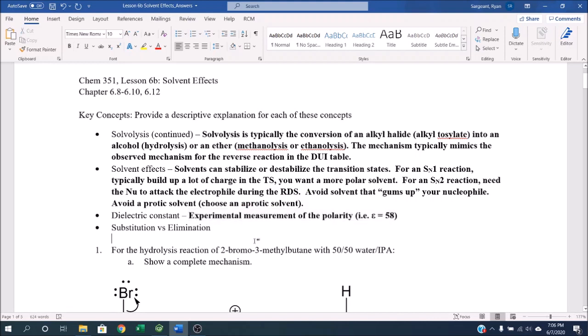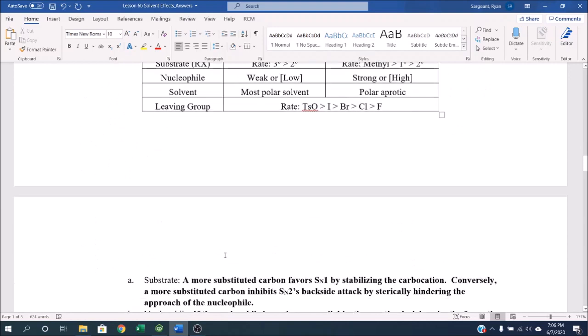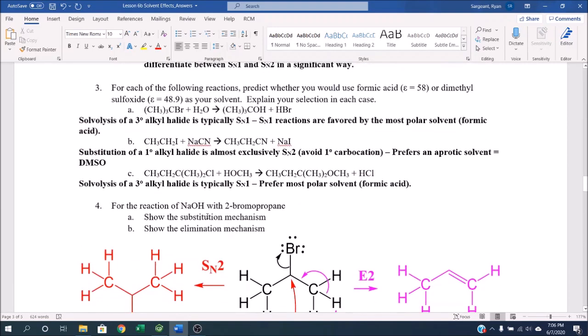The last concept that we need to dig into now is this idea of substitution versus elimination. And that's what the last example that I'm going to walk you through will kind of help you understand: what is the difference between substitution and when do you see elimination and why does it occur sometimes and not the other times.